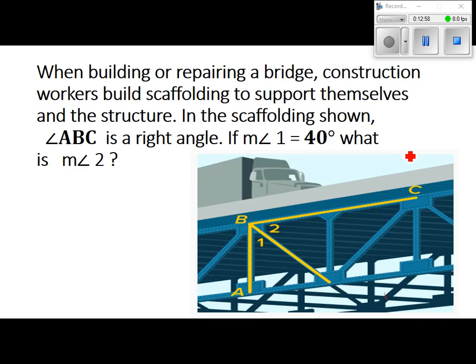When building or repairing a bridge, construction workers build scaffolding to support themselves and the structure. In the scaffolding shown, ABC is a right angle. So ABC, that's this angle right here, is a right angle. So I'm going to put that big box right there, so I know that that's a right angle.